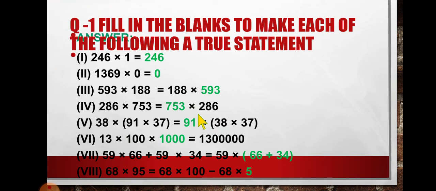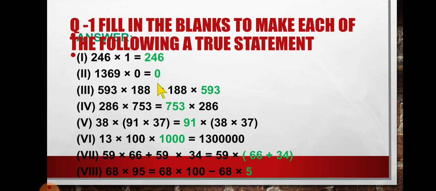Our first question: fill in the blanks to make each of the following a true statement. Which properties we studied: closure property, distributive property, associative property, multiplicative property, distributive law of multiplication over subtraction, all these. So whichever property applies in the given questions, according to that we will fill. You can see our first property is multiplicative identity. When we multiply any whole number by 1, we will get that number. So here you can see we multiply 246 by 1, so we will get 246.